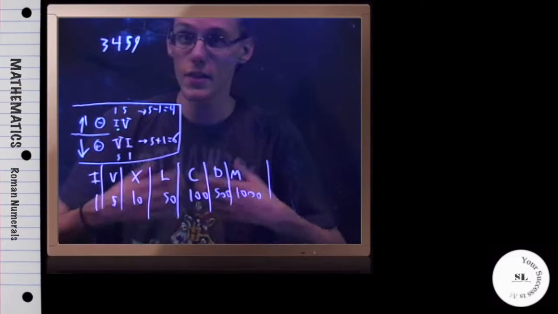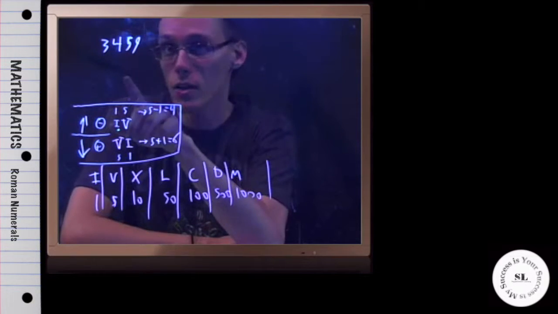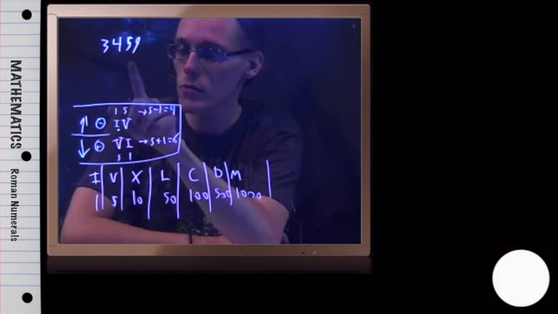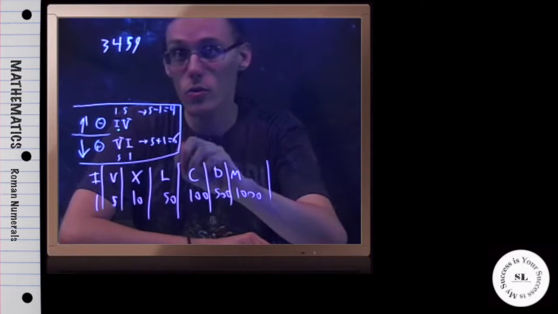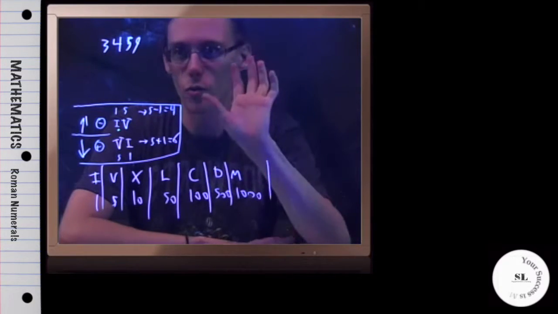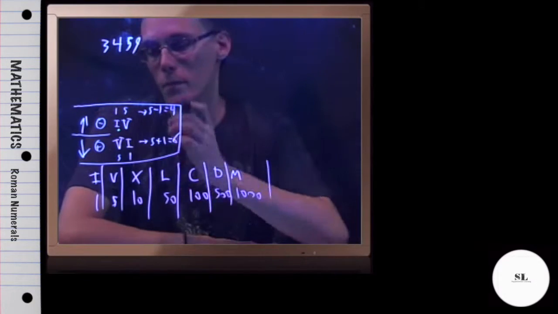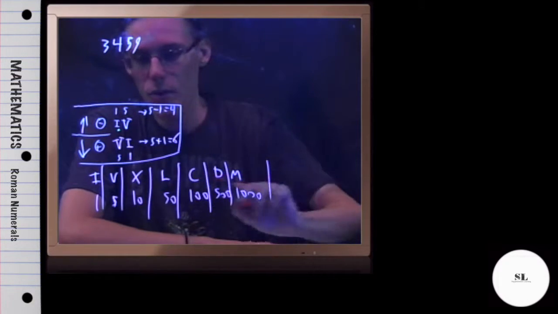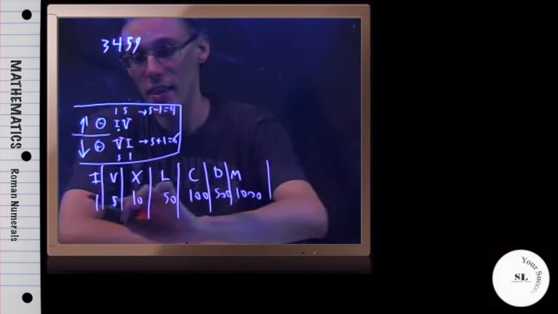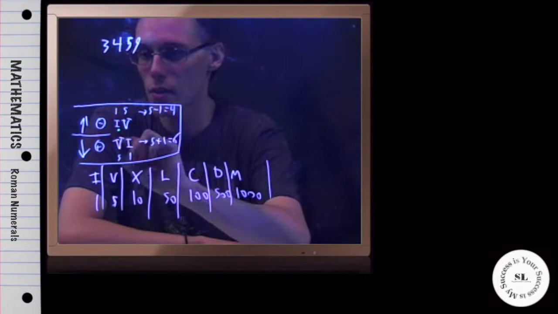All right, now in this example, we're going to be converting the following Hindu-Arabic numeral, 3,459, into the coolest numerals ever, Roman numerals. Now, I went ahead and wrote out a table down here that shows you the Roman numerals and their values. And I have a thing right here.